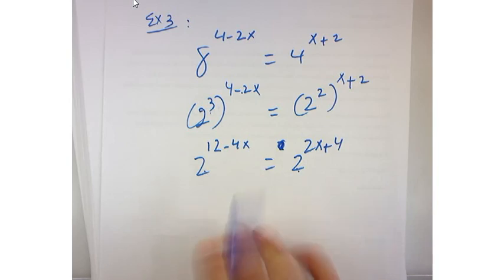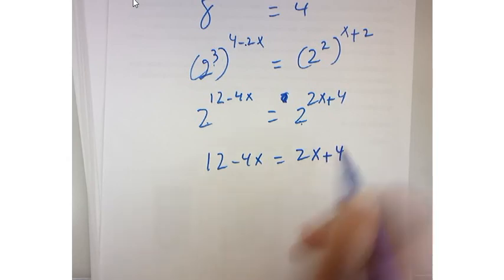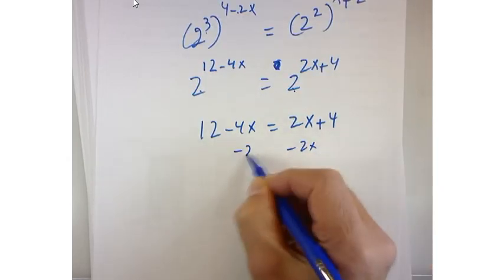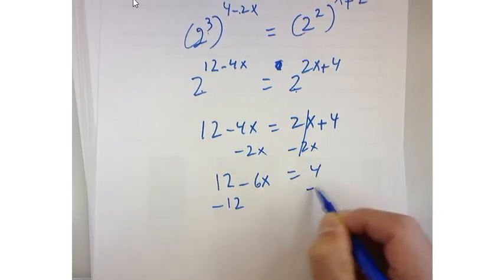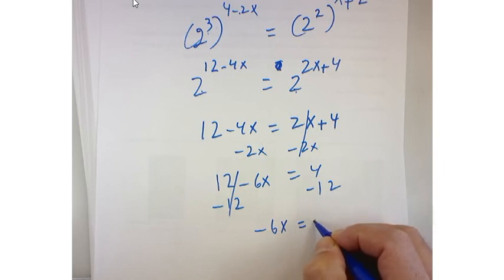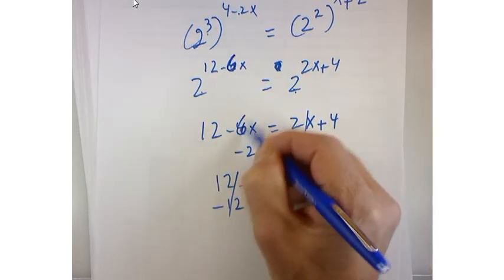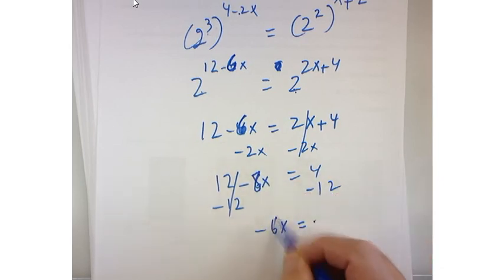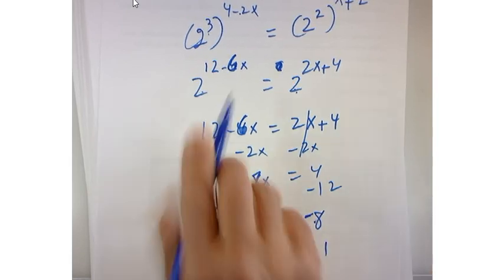Now we have the same base, so we drop the base. We get 12 minus 6x equals 2x plus 4. Subtract the 2x, move the 12 over. It's 12 minus 6x, sorry. That's negative 8x equals negative 8, so x is 1. So please fix that, okay?